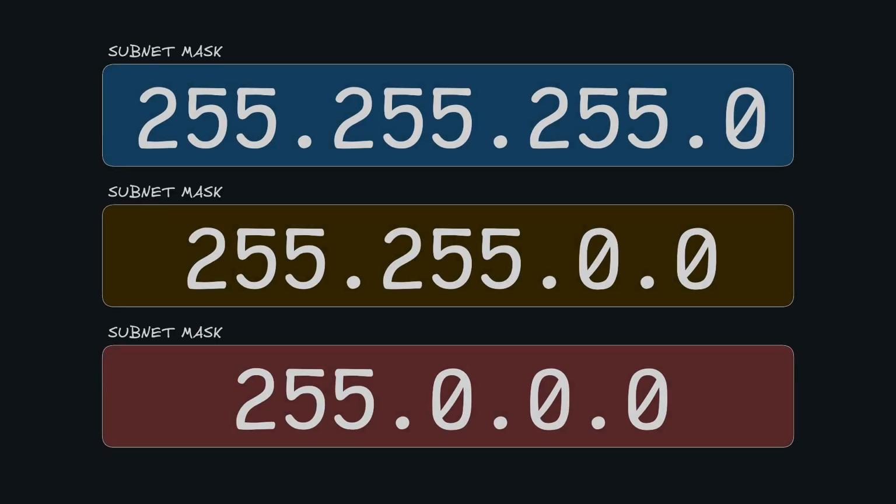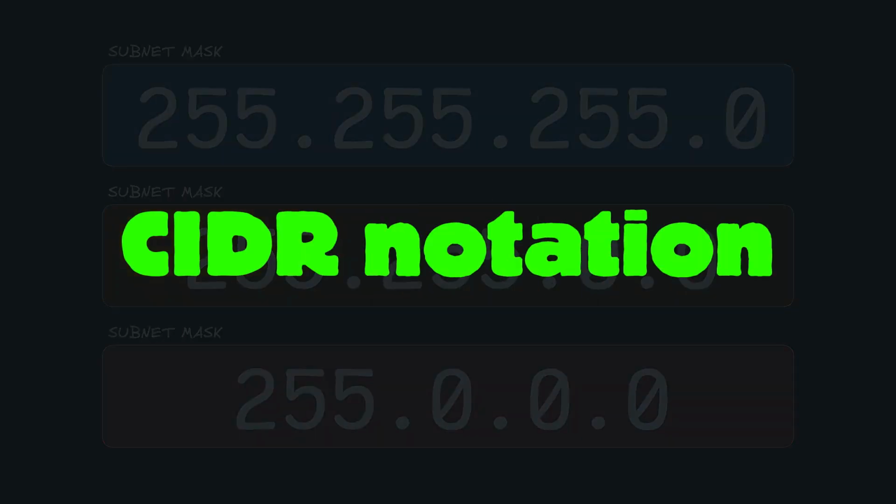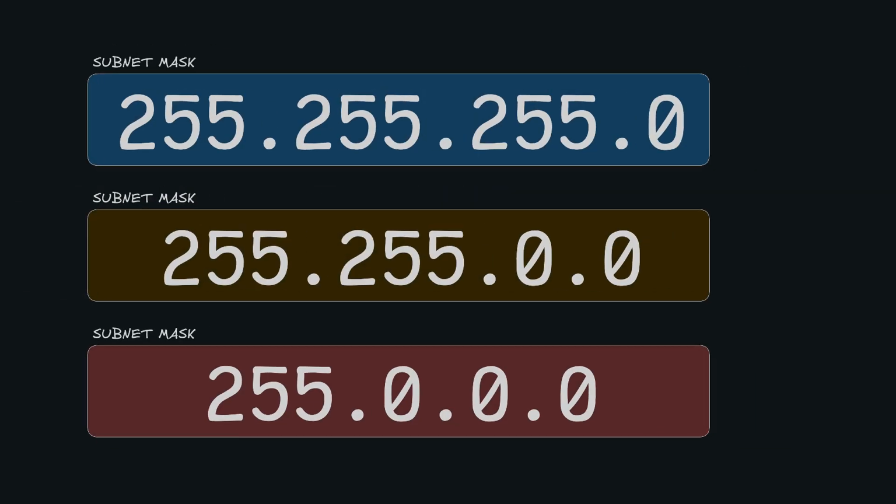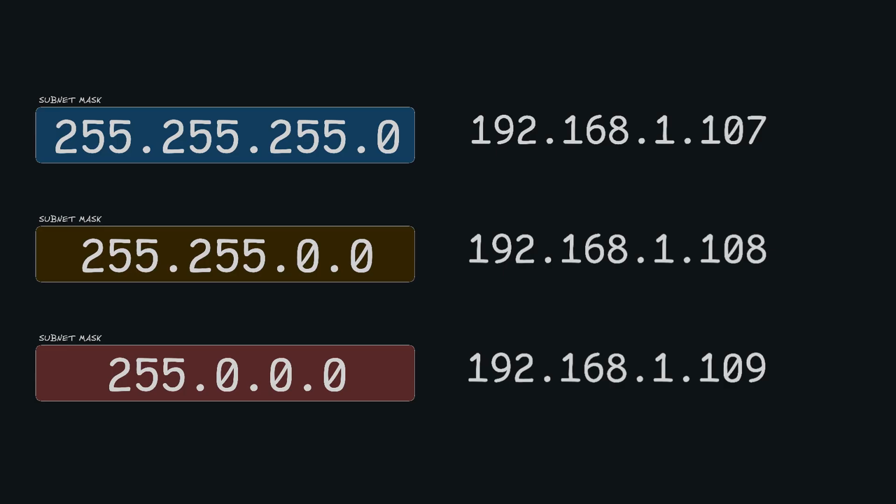But did you notice something? Writing out these long subnet masks every single time gets pretty tedious. So network engineers came up with a much shorter way to express them: CIDR notation. The logic behind it is incredibly simple. You just count the total number of ones in the subnet mask and write that number right after the IP address with a /.